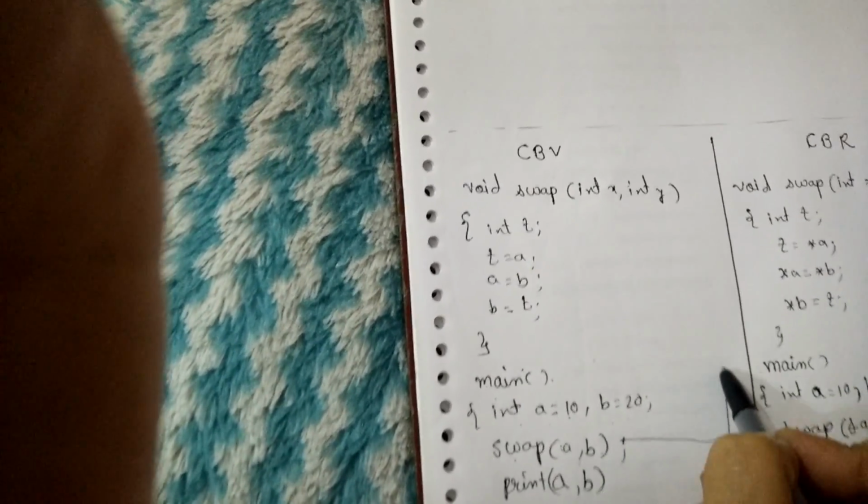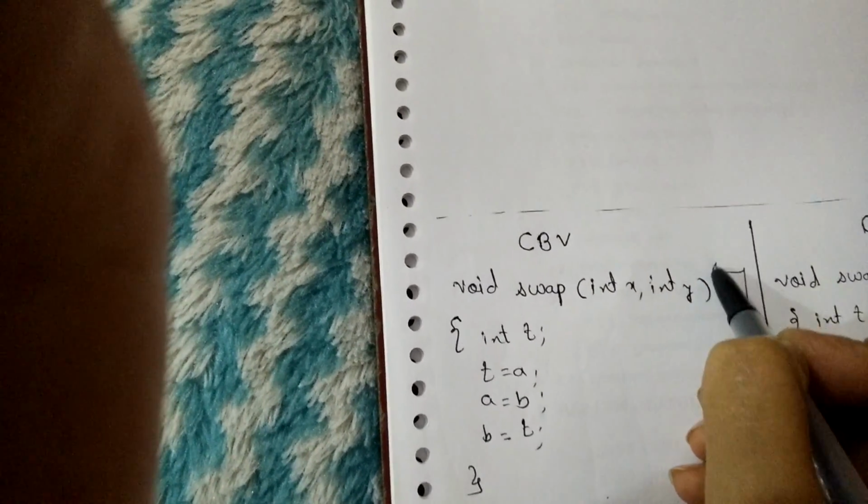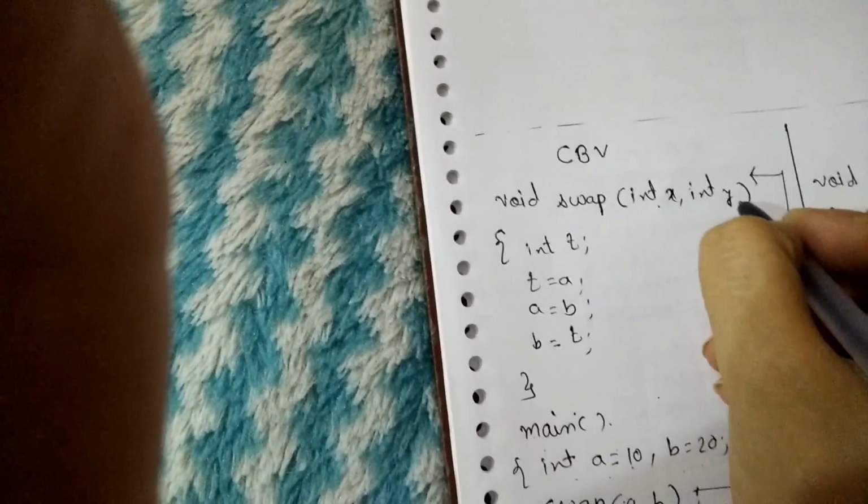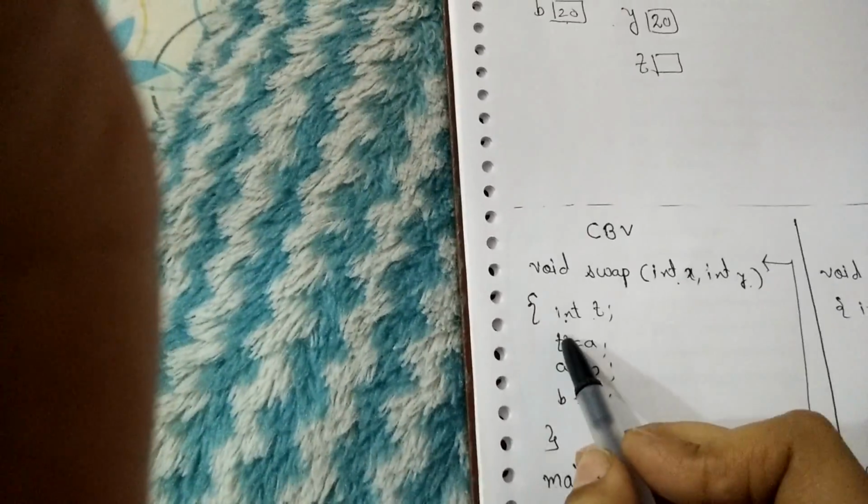So the control will be transferred to the function swap. In swap we have the arguments x and y. So for the swap function we have two variables, x and y. The value of A, that is 10, will be copied to x, and the value of B, that is 20, is copied to y.